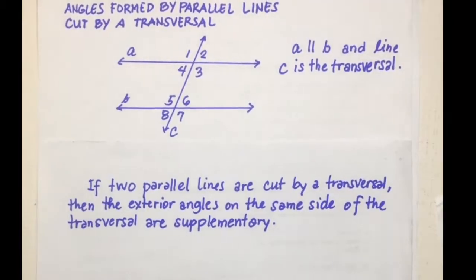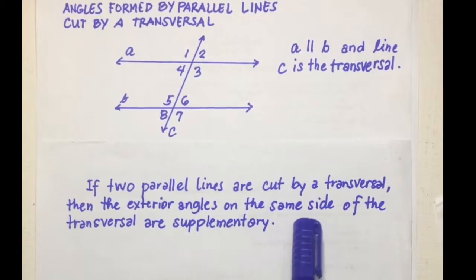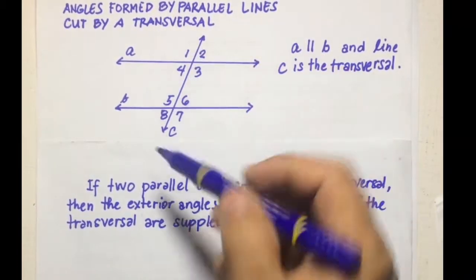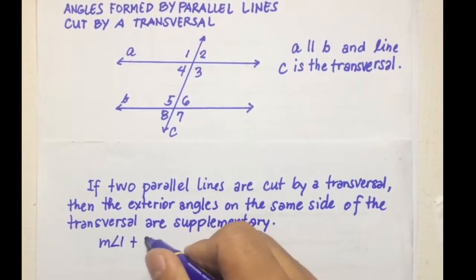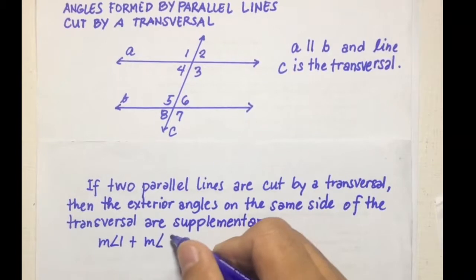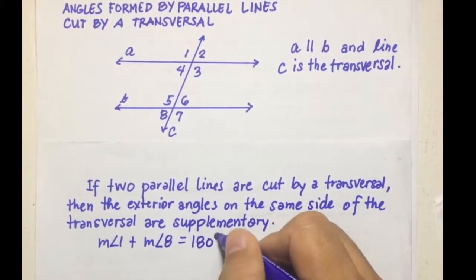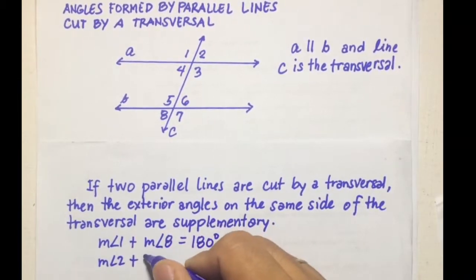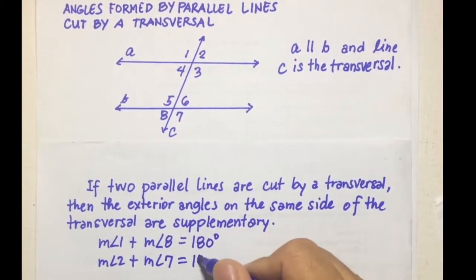Next theorem: if two parallel lines are cut by a transversal, then the exterior angles on the same side of the transversal are supplementary. So we have here angle 1 and angle 8. The measure of angle 1 plus the measure of angle 8 will be equal to 180 degrees. And the same with the measure of angle 2 plus the measure of angle 7, that will be equal to 180 degrees.